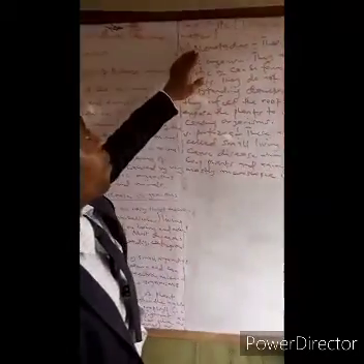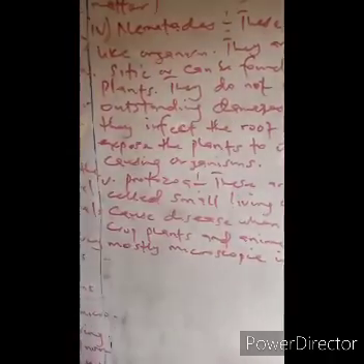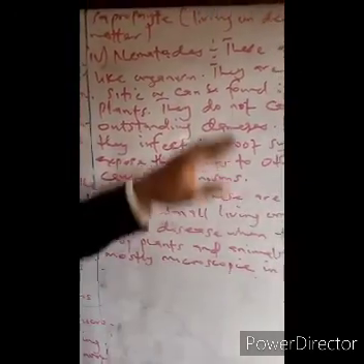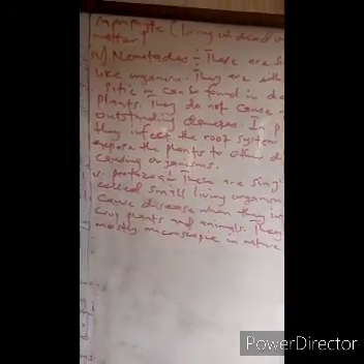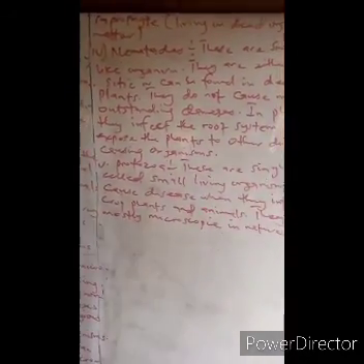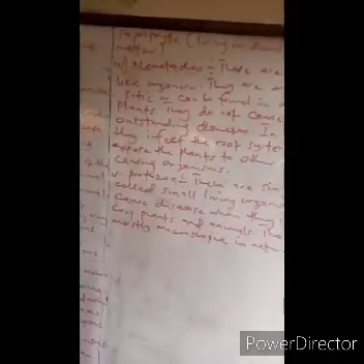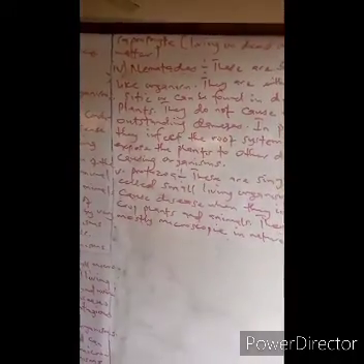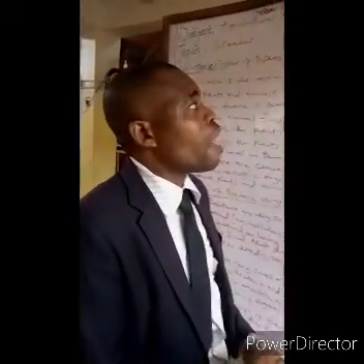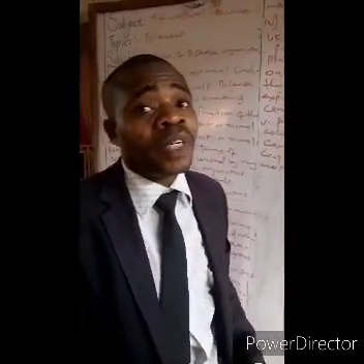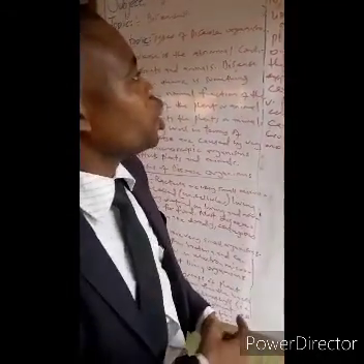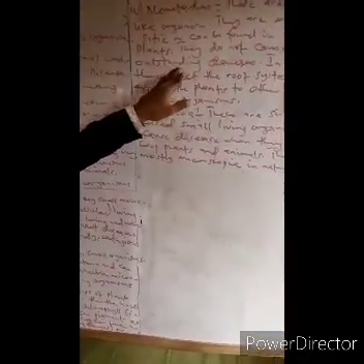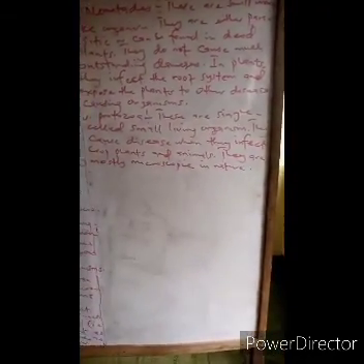Let's move to number four now. Nematodes. Can you say that after me? Nematodes. So these are small worm-like organisms. They are either parasitic or can be found in dead plants. So parasitic modes of nutrition are found among living organisms, while those that depend on the dead for their survival, they call these saprophytic modes of nutrition in basic science. So they do not cause much outstanding damage in plants.